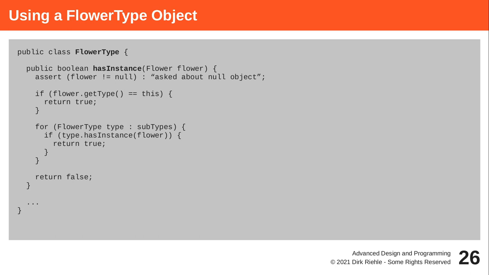With the type object now at hand, you can add additional functionality. Here's an example of a reasonable function that you might want. For example, is a given flower an instance of this particular type? You can come at it both ways. Here I'm looking at the flower type class. I can ask a type object, is this flower an instance of yours?